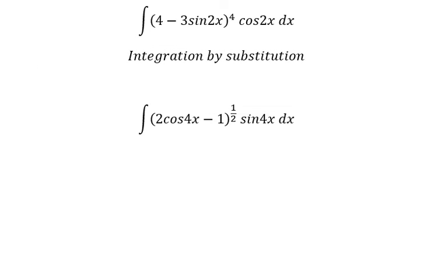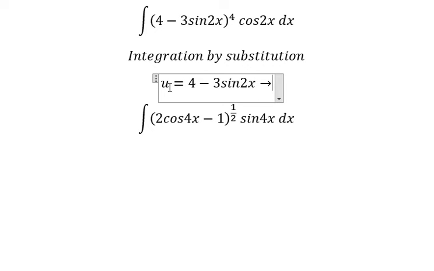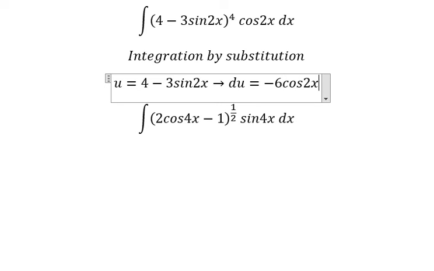So I will put u equal to 4 minus 3 sin 2x. After that, we take the first derivative of both sides, and we have negative 6 cosine 2x. The constant gives 0. Here we have 2 cosine 2x. The 2 times negative 3 gives negative 6.